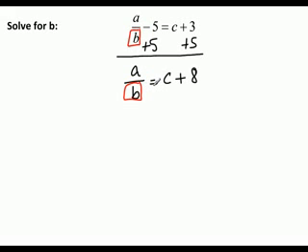So the best thing, and maybe the easiest thing I see most students prefer to do here, is I have a over b equal to c plus 8. Let's just make this a fraction. C plus 8 over 1. Now I can use the same technique of cross multiplication. 1 times a is a, and now here I have b times c plus 8.